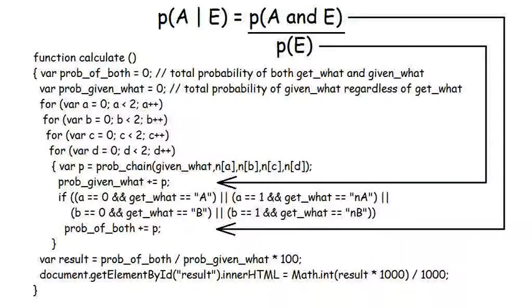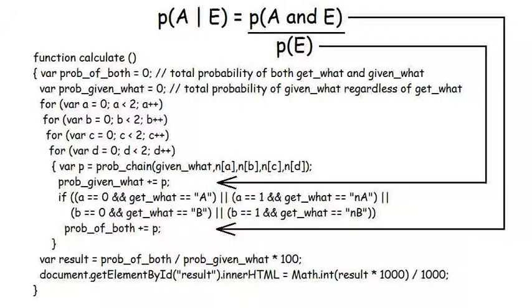What you see at the top of the screen is a very simple version of Bayes' rule. Let's suppose we want the probability of A given E. We have a fraction where the numerator is the probability that both A and E happen, and the denominator is the probability that E happens regardless of whether A happens or not. Function calculate works both these out.